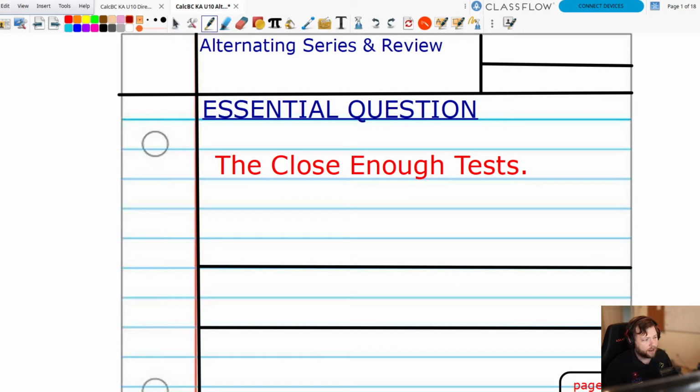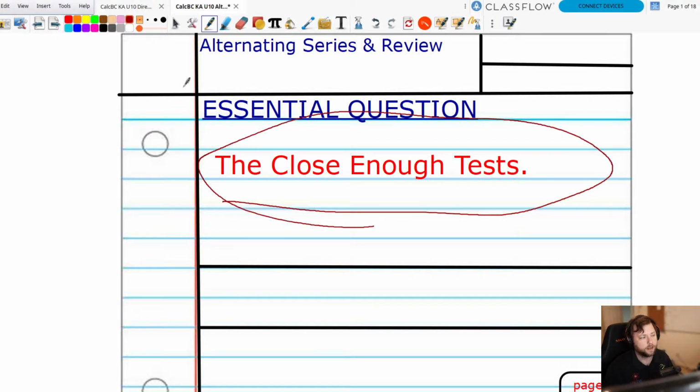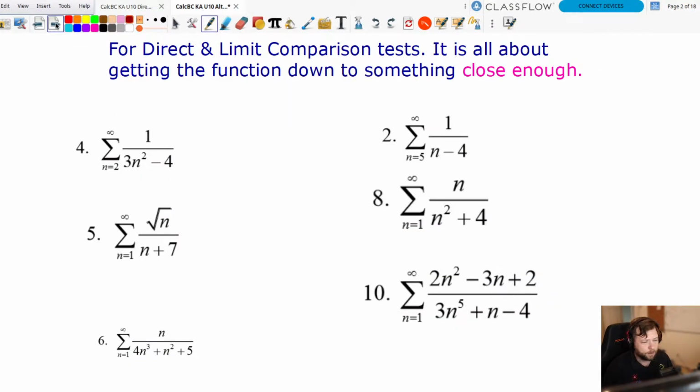Alternating series and a review on everything. And something I like to call the close enough tests. Because direct comparison and limit comparison are about creating something that is close enough. So let's think about these. When I say close enough, it's all about getting a function, like direct and limit, and ignoring the y. It's about getting it down to something that's close enough.